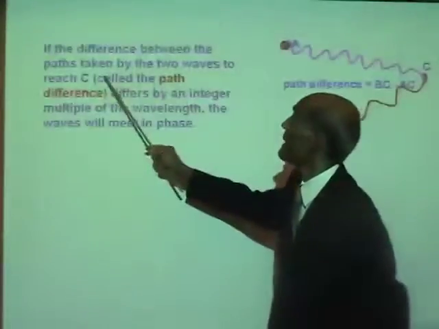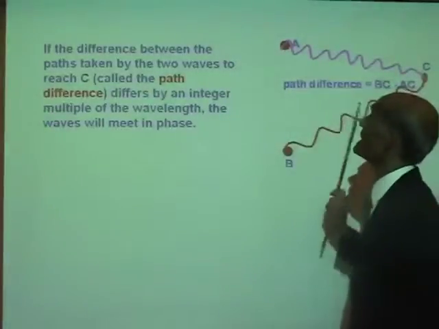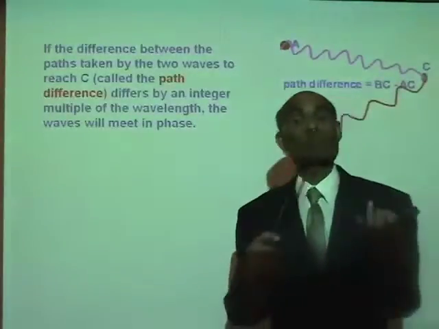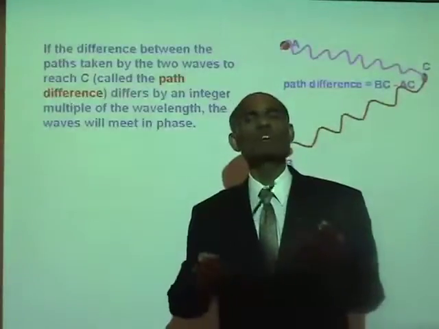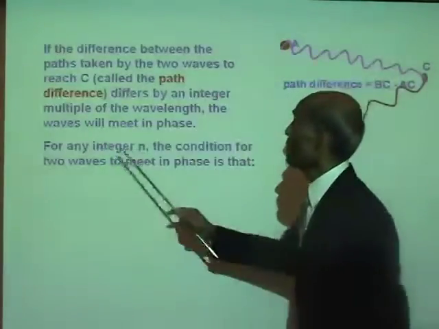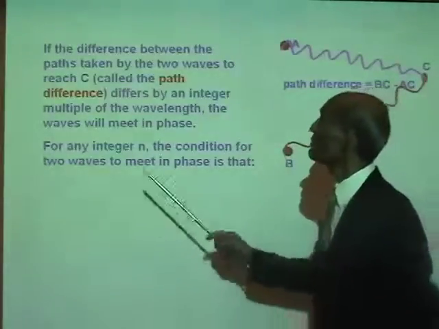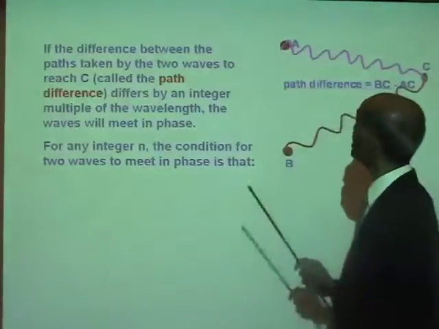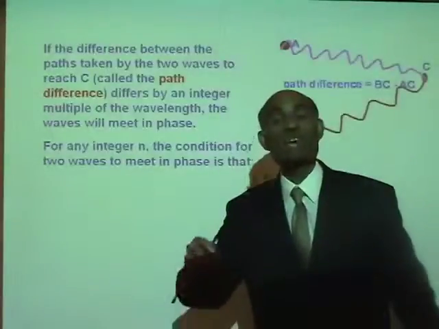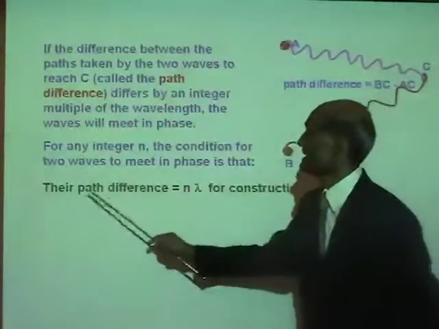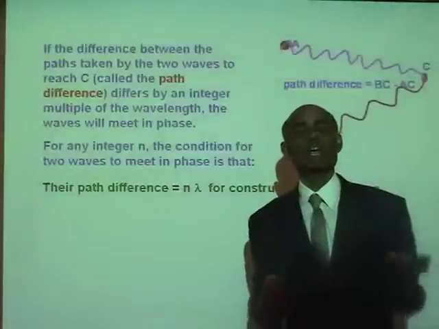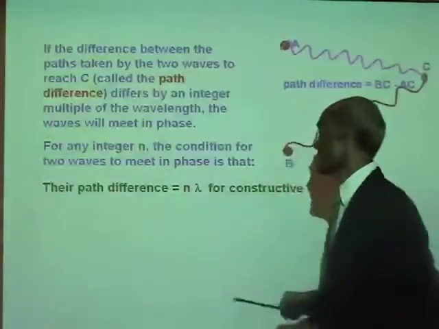If the difference between the paths taken by the two waves to reach C differs by an integer multiple of the wavelength, the difference can be one wavelength, two wavelengths, three wavelengths, four wavelengths, and so on. They will meet in phase. For any integer n, the condition for two waves to meet in phase, what is the condition? The difference between the lengths of their paths must be an integer multiple of the wavelength. The path difference equals n lambda, where n is an integer. It can be 1, 2, 3, 4, 5, 6, and so on.